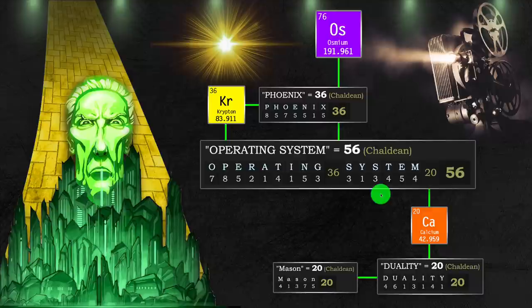So operating system, of course, is lights, camera, action, but what's the operation? It's 36. That's what's operating this system. So the system is 20, tied to calcium and our bone. What are our bones made up of? Calcium. The skeleton, calcium, clay, Prometheus. We're going to get into that. And duality is 20. Mason is 20. Pawn is 20. The mouse card is the 20th card in the medicine deck.